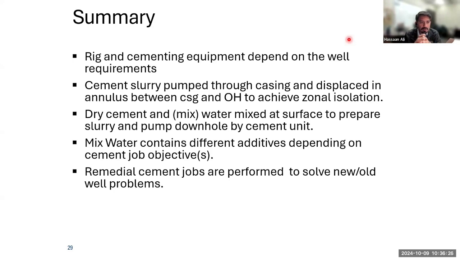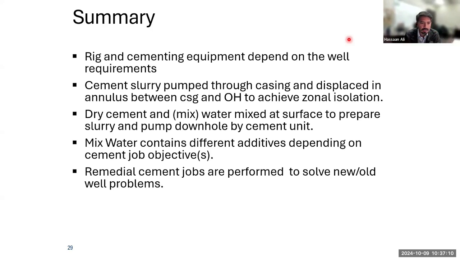Then the cement slurry is pumped through the casing and displaced in the annulus between the casing and the overhead to achieve the zonal isolation. Dry cement and water are mixed at the surface to get the slurry, and they are kept mixing in the mixing tank until you get the desired density. Once you get the desired density, it is pumped downhole by a cement unit through a triplex. It can be a triplex unit, or it can be something else as well, for example, a 4x5, that means 4 inlets and 5 outlets. And then it is pumped downhole through a high pressure positive displacement pump at a very high pressure.